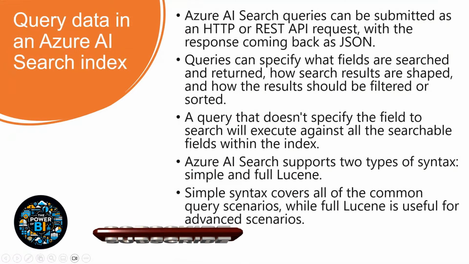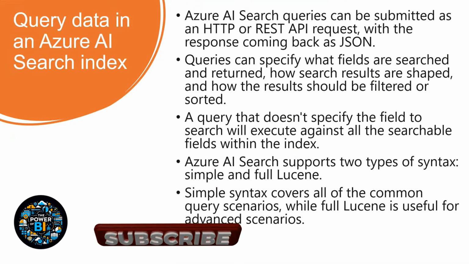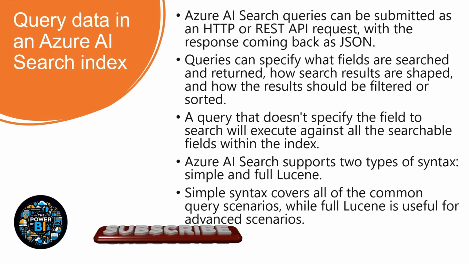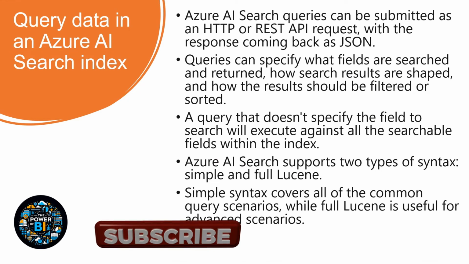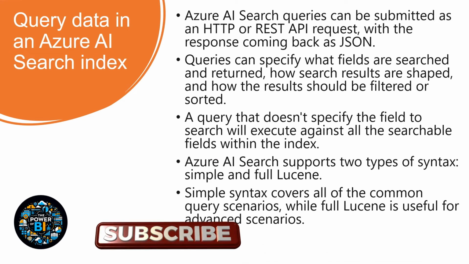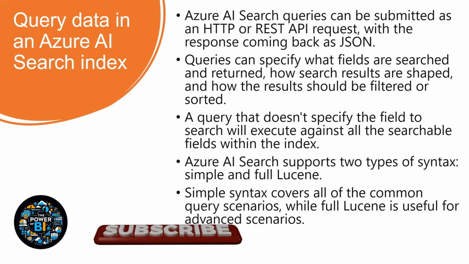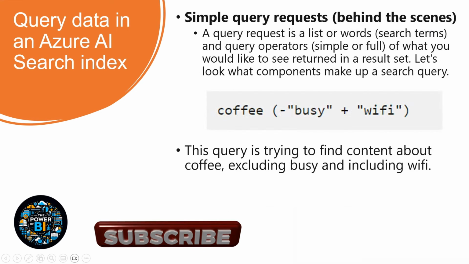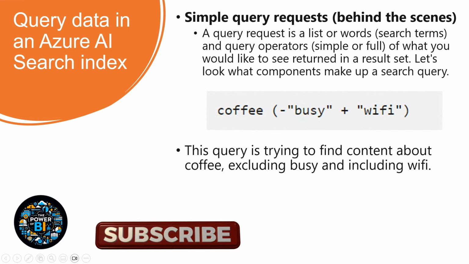So in order to query the data in the search index, the Azure AI search query can be requested as an HTTP request or an API with the response coming back as JSON. And it can also specify which fields to search, how search results are shaped, and how the results should be filtered or sorted. So this is a simple query request, and behind the scenes it happens like a query request.